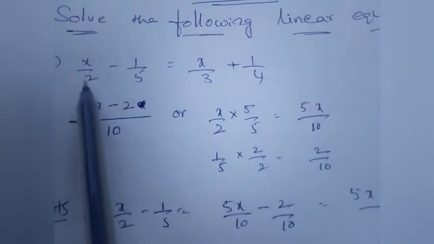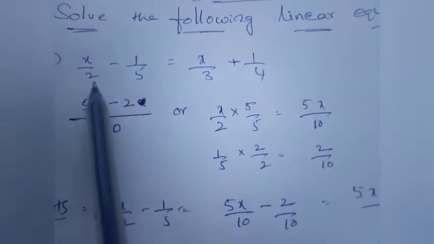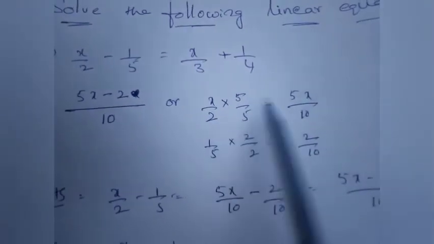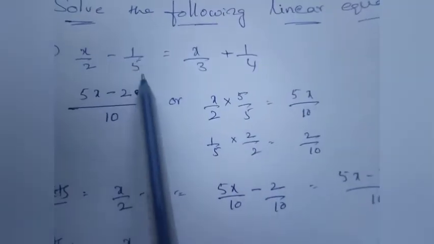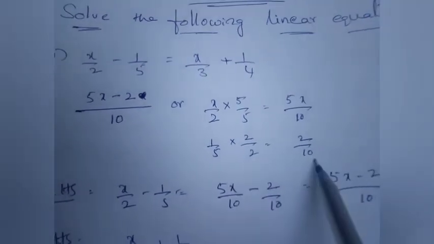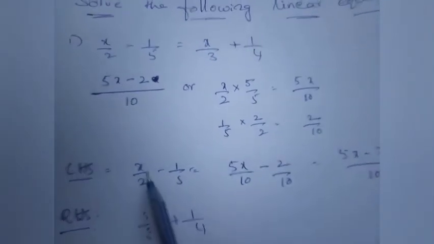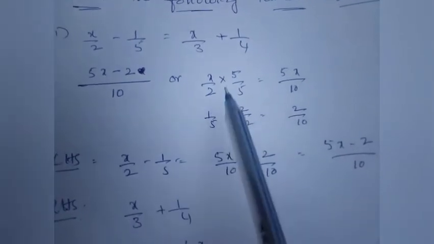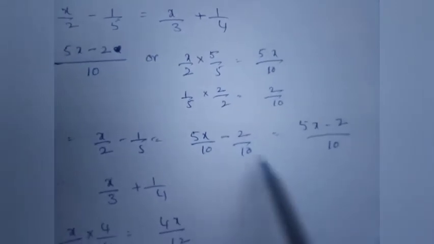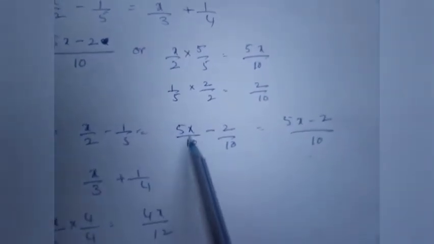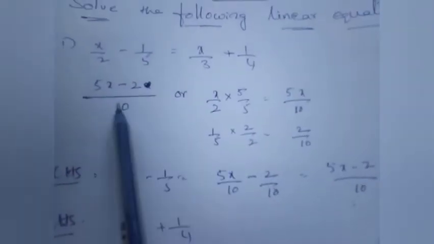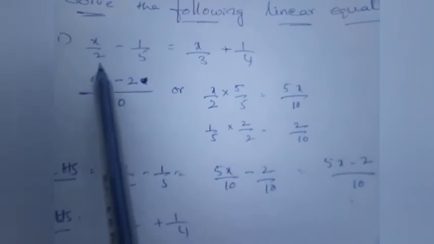Otherwise, first we have to make the denominators equal. So we have to multiply this one with 5 and this one with 2. So what is the first one? x by 2 into 5 by 5, so 5x by 10. And the second one, 1 by 5 into this denominator 2, that is 2 by 2, 2 by 10. Now we have to subtract. That is x by 2 minus 1 by 5 is equal to 5x by 10 minus 2 by 10. So the denominators are equal, then we subtract the numerators: 5x minus 2 by 10. This I did directly by cross multiplication, 5 into x 5x, 2 into 1 2.